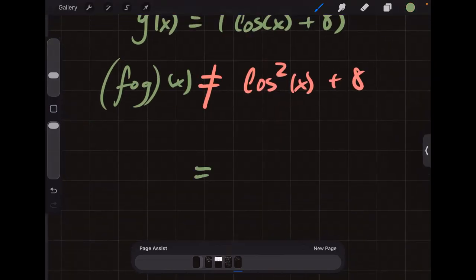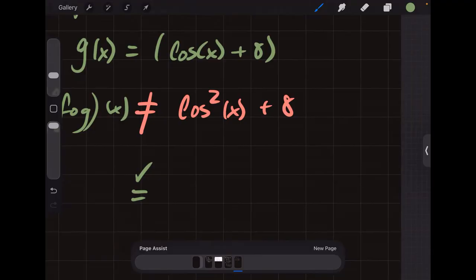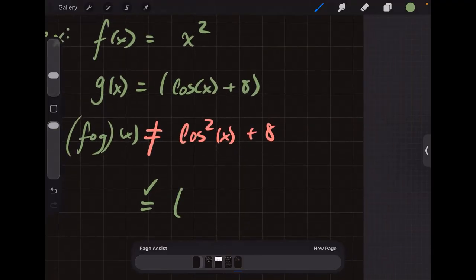It is equal to cosine of x plus 8, the whole thing, squared.